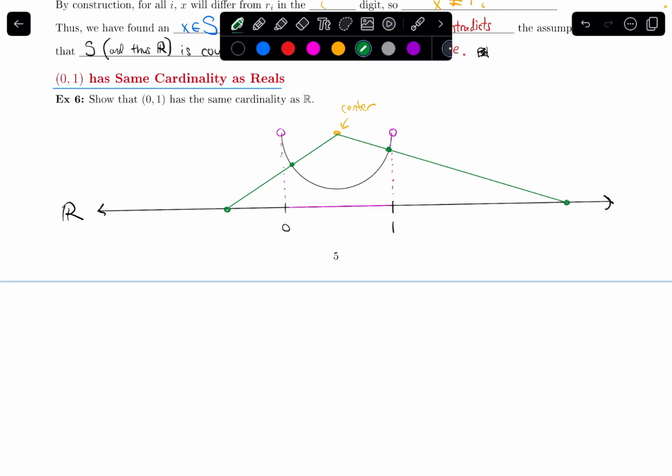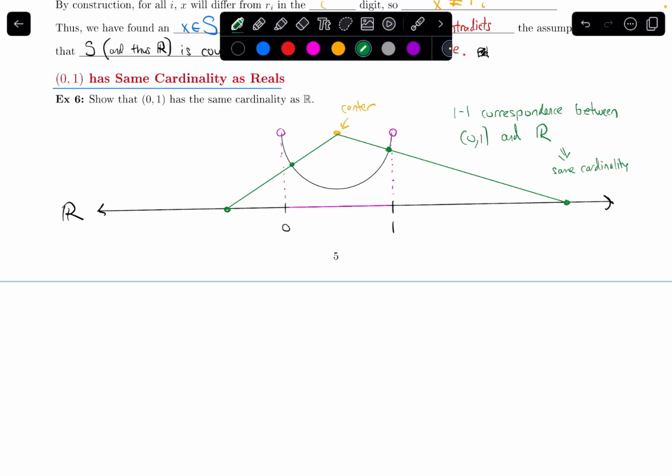And this forms a one-to-one correspondence between points on the semicircle, which are the points in the interval from 0 to 1, and the points on the real number line, which denote all of the reals. So that shows visually that they have the same cardinality.